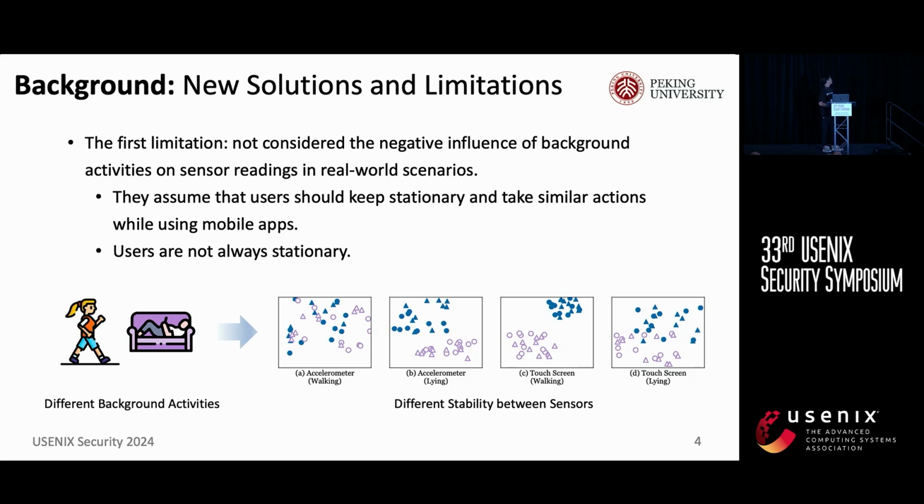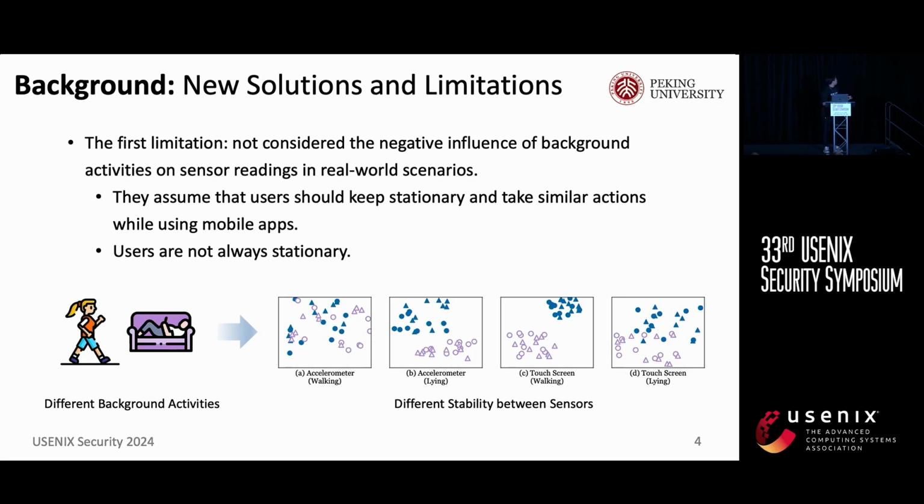The first limitation is they didn't consider the negative influence of background activities on sensor readings in real-world scenarios. They all assume that users should keep stationary and take similar actions when using the mobile apps. However, users are not always stationary, right? For example, as shown in the figure, users may use their phones under different background activities like walking or lying on the bed. These background activities introduce noises to the sensor readings, making it difficult to observe the subtle user-specific patterns. Specifically, the sensors are showing different stability under different background activities.